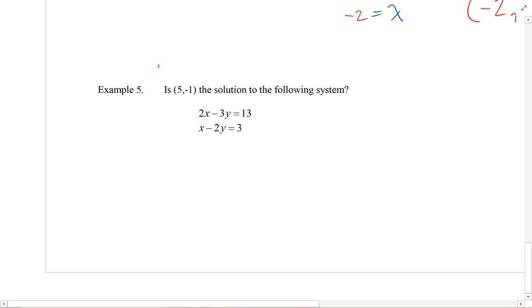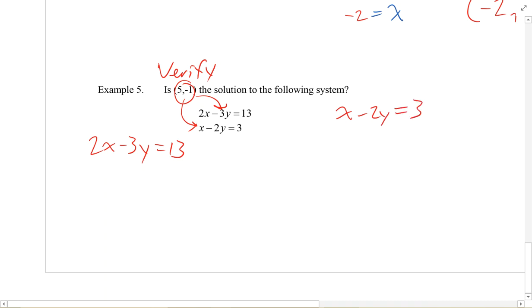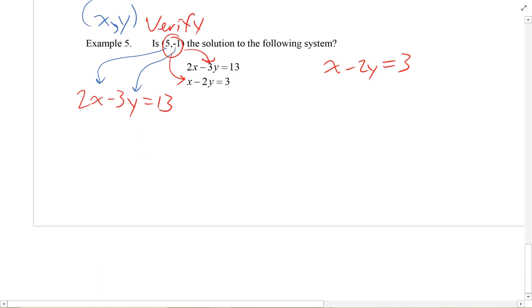The next thing is to verify. So you've got to take this solution and put it into both equations. So let's have the 2x minus 3y equals 13, we'll do that one here. And then the x minus 2y equals 3, we'll do that one over there. It's key and important to remember that it's x comma y. So those are the values in that order when you're substituting in. So you'll take the negative 2 and put it in for x. You'll take the negative 1 and put it in for y. Go ahead, substitute in, see if left side equals right side.